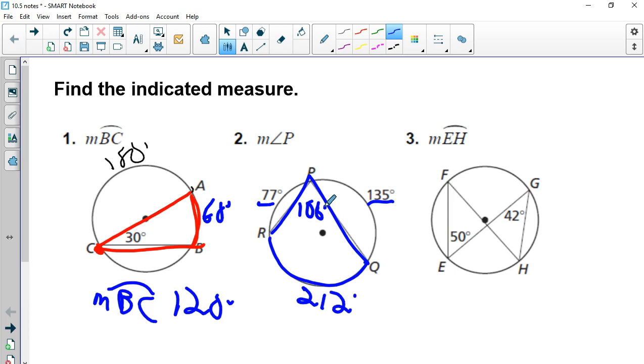All right. We're trying to find EH, which is formed by EGH. Since this angle right here is 42 degrees, and G is on the circle, this arc is 84 degrees.